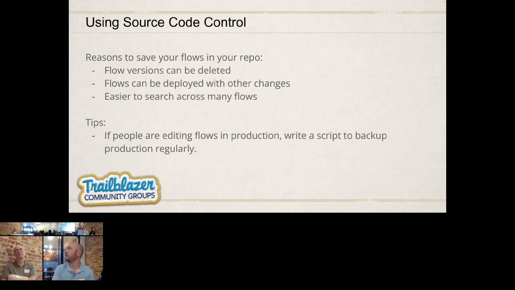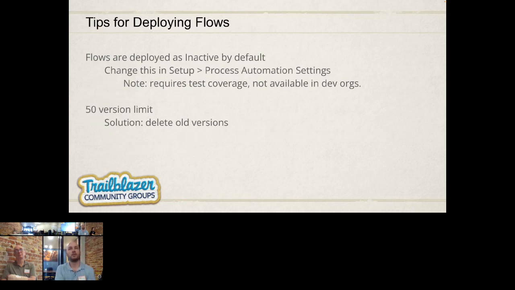A couple of tips for deploying flows. Flows are deployed as inactive by default. So if you do add it to your deployment pipeline, you can either go into production orgs and in process automation settings, you can change it to deploy to active by default, or you have to remember to go to the flow and activate it every time you release a new version.